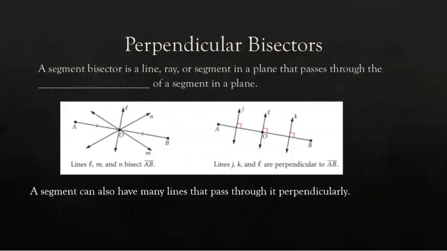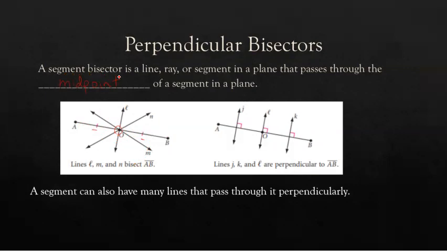We're also going to talk about perpendicular bisectors today. A segment bisector is a line, ray, or a segment in a plane that passes through what of a segment? Look at this picture right here. L and N and M are all segment bisectors. Where do they pass through? They pass right here through O, and if we look at the distance between OB and OA, it's the same. So O is the midpoint. So a segment bisector is going to pass through the midpoint of a segment in a plane.